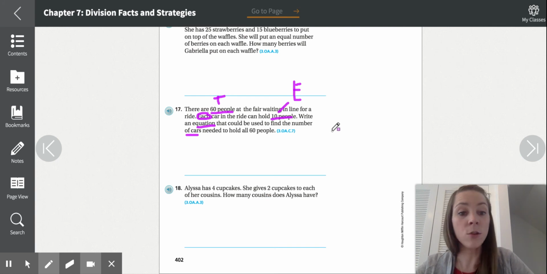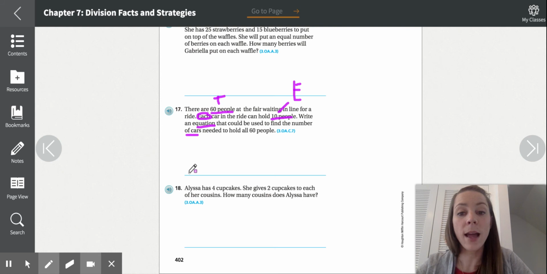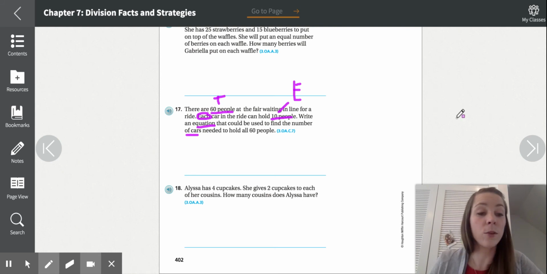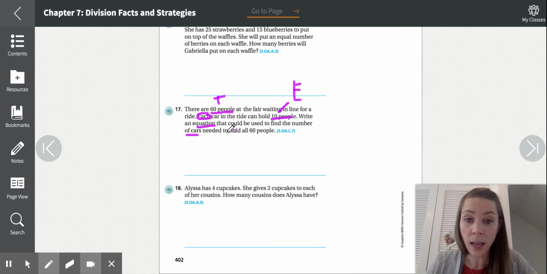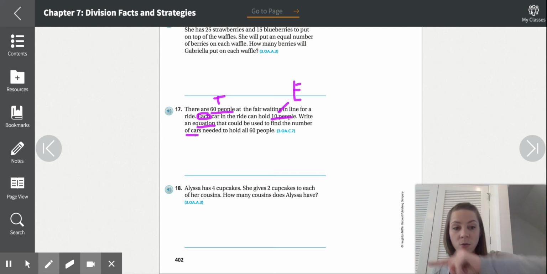Now, usually you could do anything. You could draw a picture to help yourself see this. But right now, they want you to write an equation. So if you want to draw a picture first, you can to help yourself see the equation. And we're going to be trying to find the number of cars. And we want to be able to get all 60 of those people into cars on the ride.